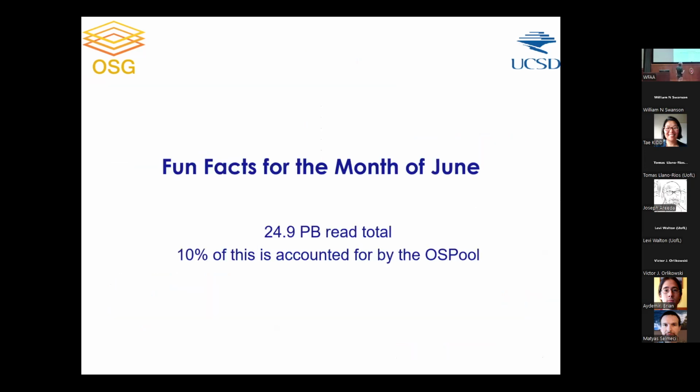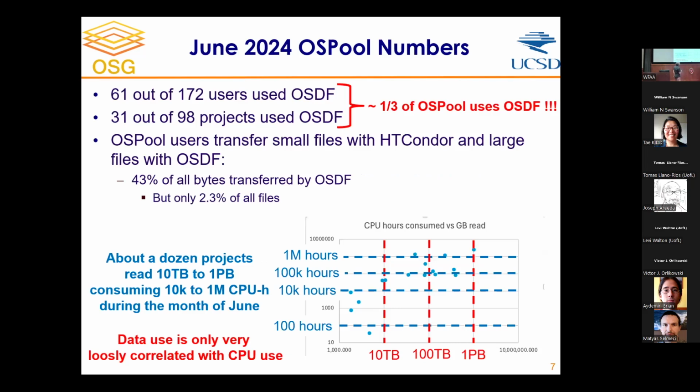So, fun facts for the month of June. I already mentioned 24.9 petabytes read. The next fun fact is that 10% is accounted for by the OS pool. So 10% of the total reads from the OSDF was from users of the OS pool. The other 90% come from elsewhere. And I'll show you what elsewhere is in this talk in a little bit. But let's go to the OS pool first.